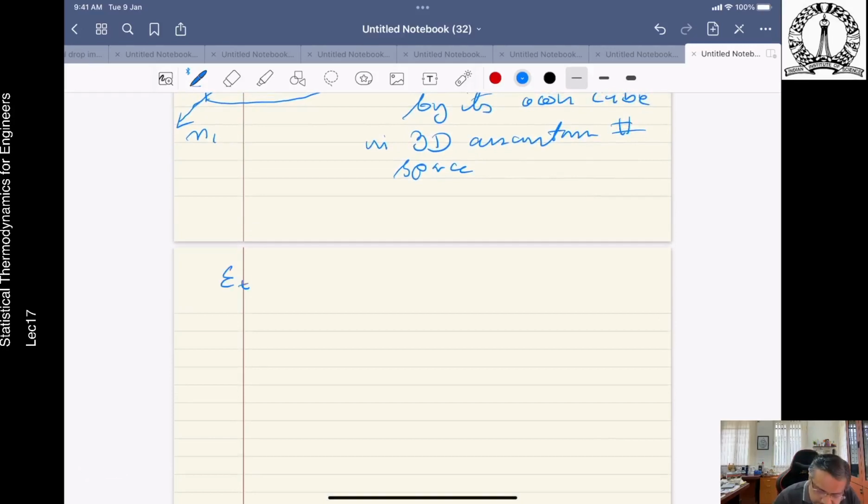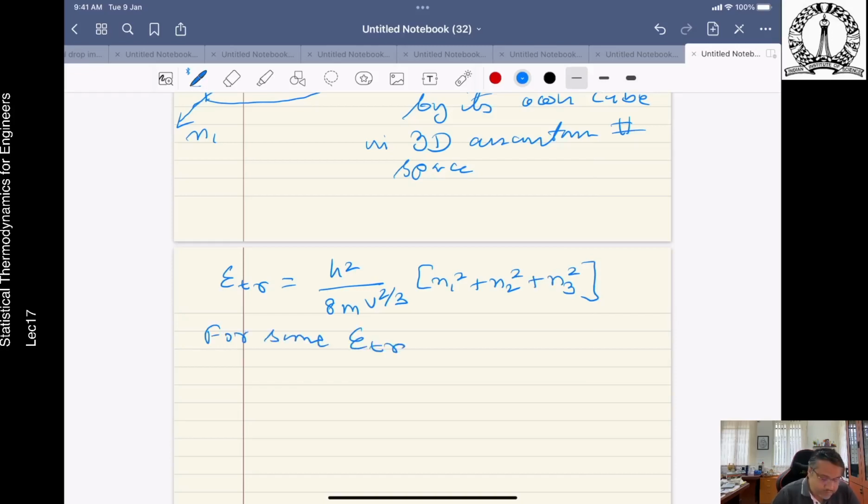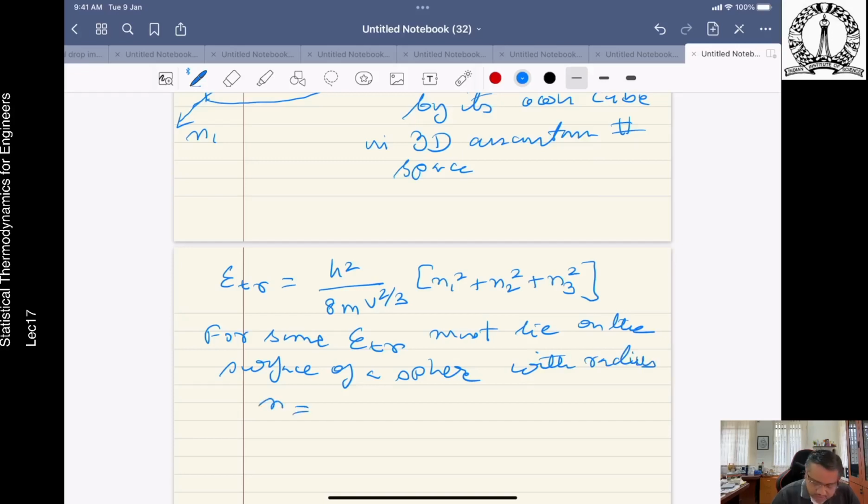So if we say that E_TR is equal to h squared and n squared, for the same E_TR, because E_TR should be the same, that is like a macrostate, the state must lie on the surface of a sphere with radius n equal to (n1 squared plus n2 squared plus n3 squared) raised to the power half.